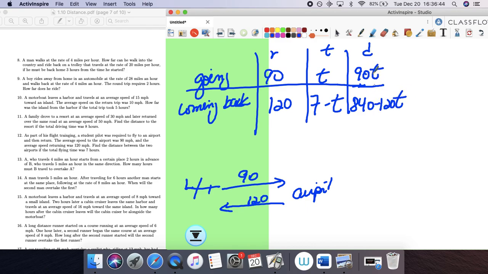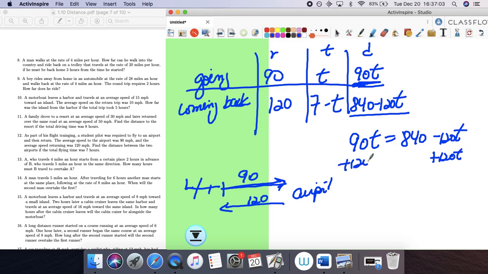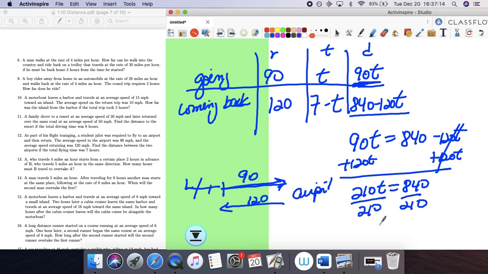Now I'm going to use that information to set up my equation. I know that the distance going to the airport and coming back is the same, so 90T equals the bottom one. Add 120T on both sides, that goes away. We have 210T equals 840. Divide both sides by 210, and T equals 4. So going to the airport took him 4 hours, and coming back, 7 minus 4, took him 3 hours.